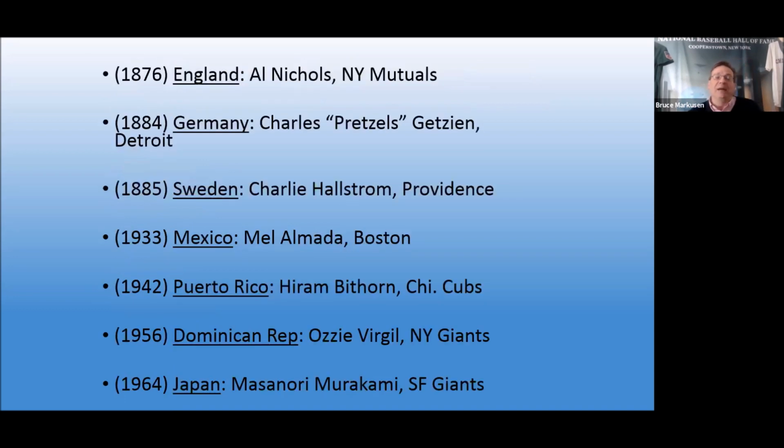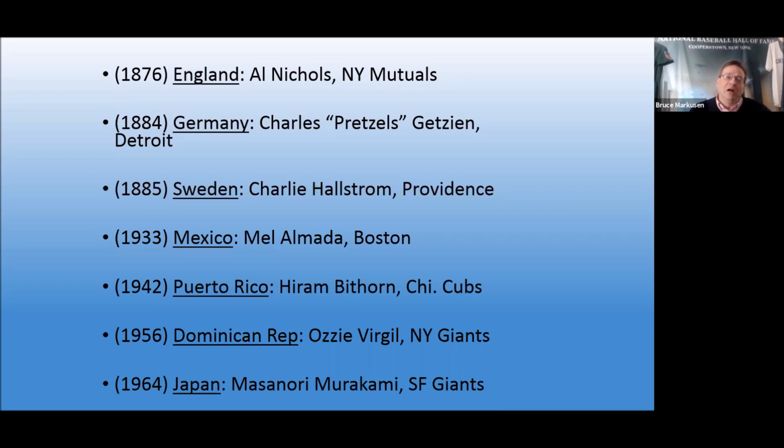Let's look at this timeline of these players from other countries when they made their major league debuts. As I said, the first country to produce a player to play in the majors, Al Nichols, played for the old New York Mutuals, 1876. Then we had the first German player, 1884, Charles Pretzels Getzian. 1885, the first Swedish player. Now look at the dates, 1876, 1884, 1885. So we're encompassing 2 decades, 1870s and 1880s.